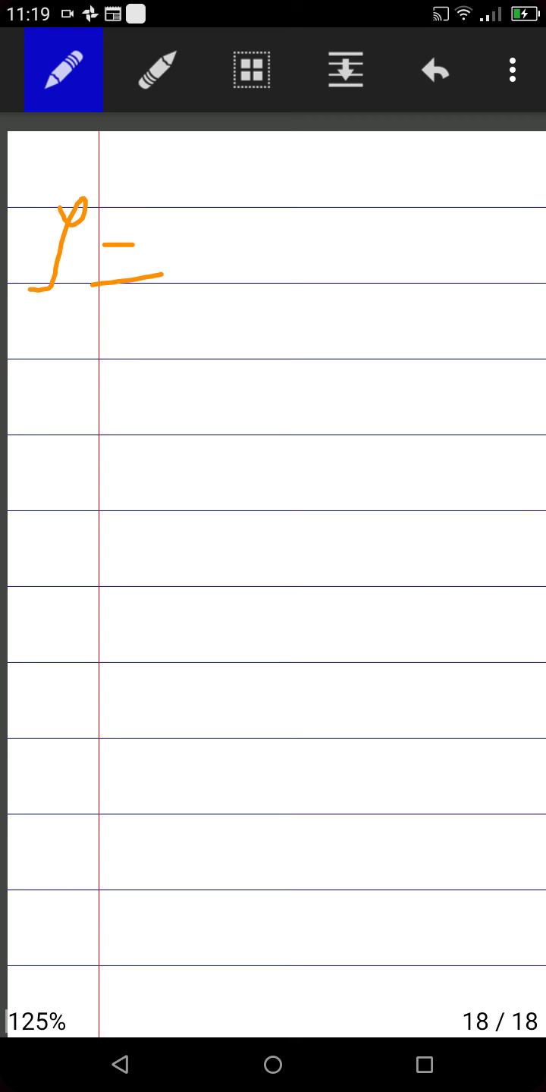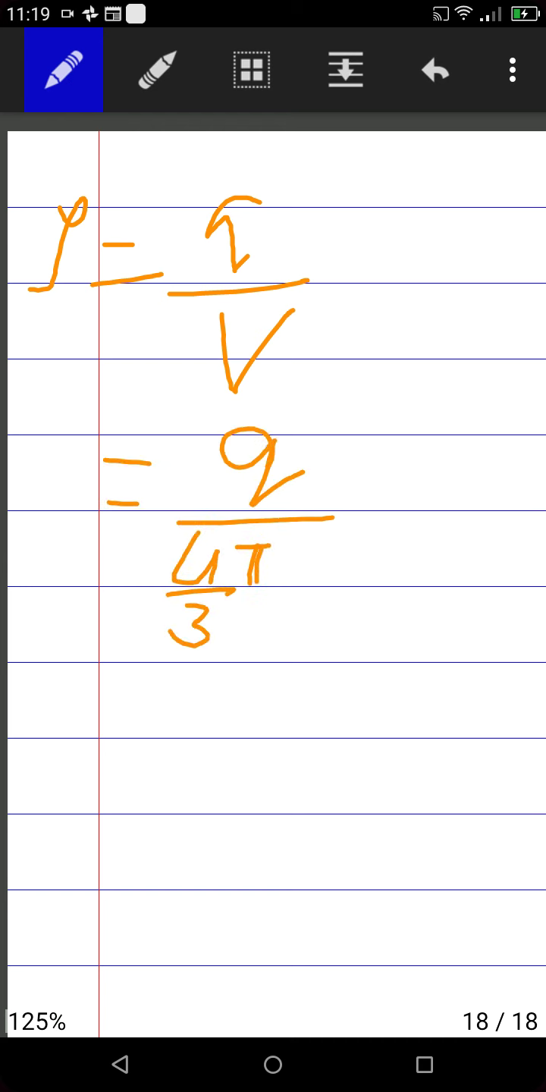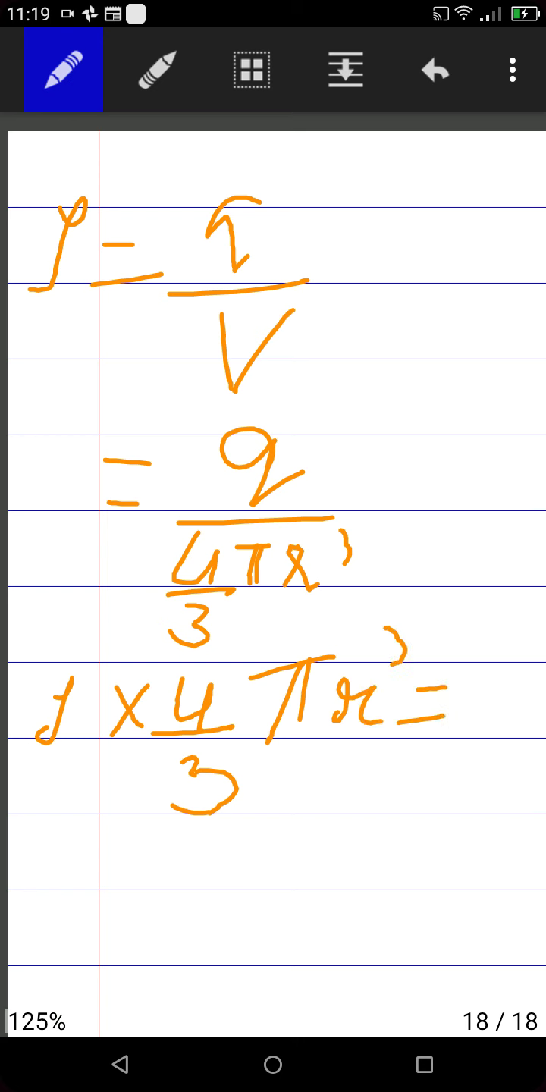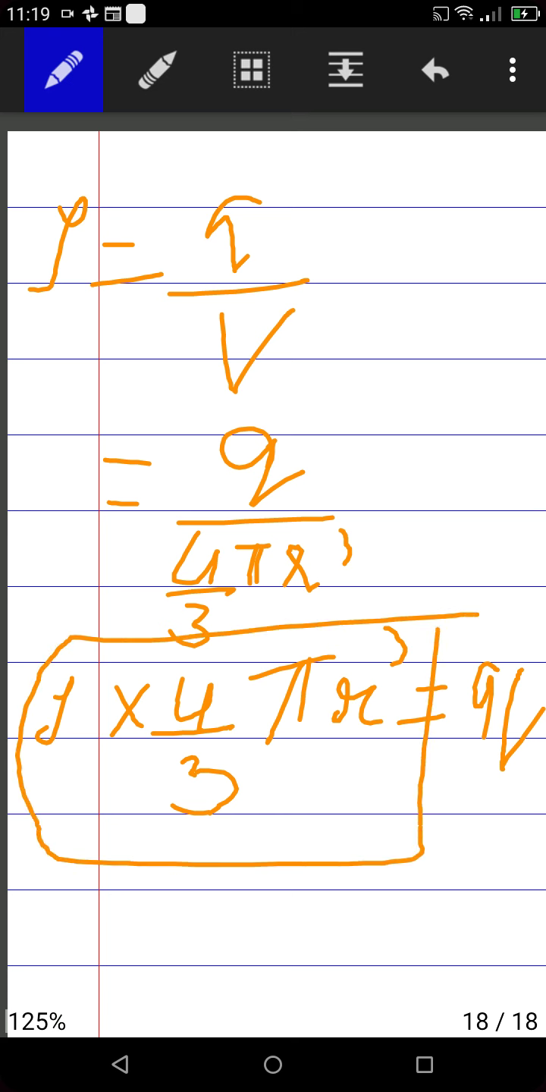The density is equal to Q by volume. What is the volume of a sphere? That is 4 by 3 pi r cube. So rho into 4 by 3 pi r cube is equal to Q. So now we know this much charge is present in that small circle. The whole Q charge is not present, just a part of it.